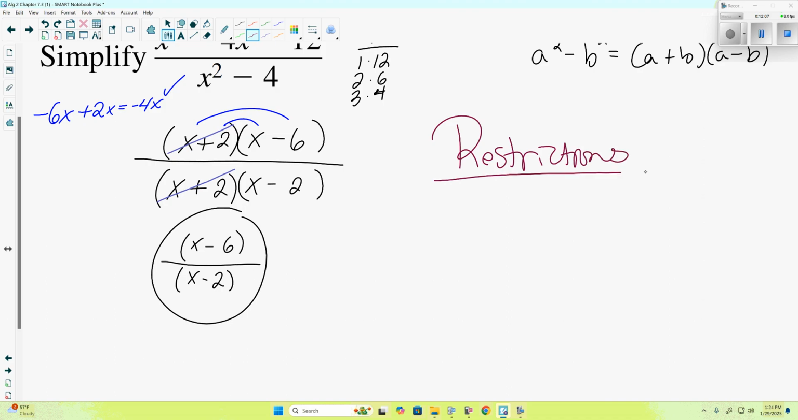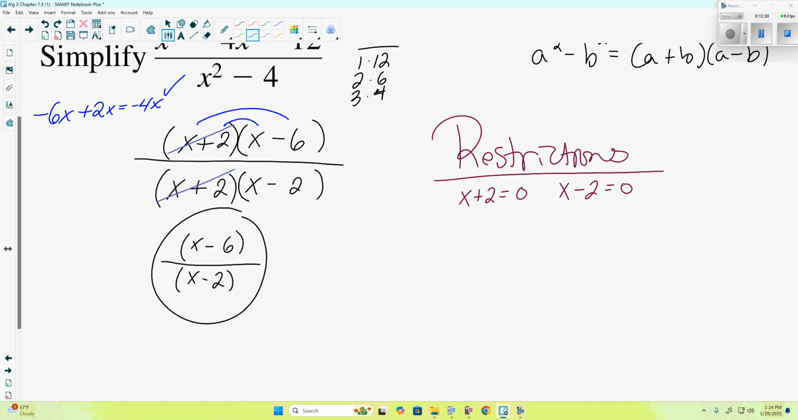Restrictions. For the most part, I'm not going to be looking for it on the homework, but it is going to be helpful, especially when we get to solving. Because when we solve this here, our restrictions tell us what x cannot be. X cannot be these values.